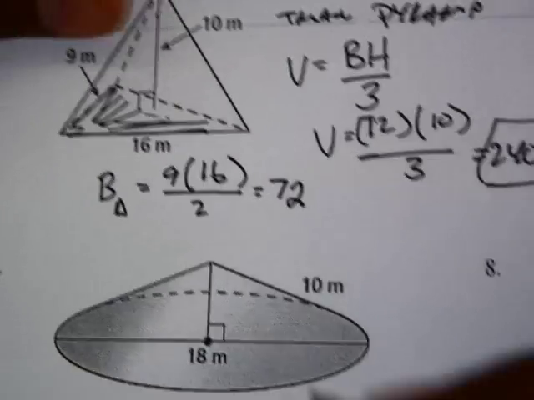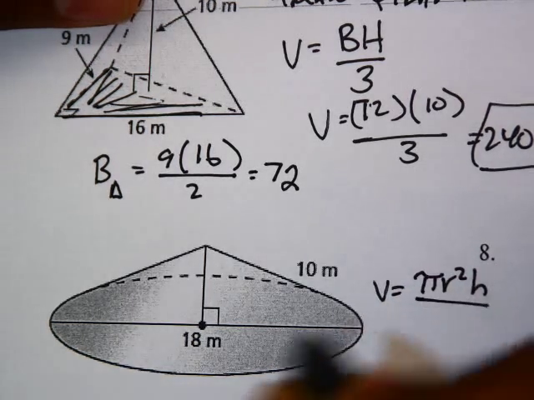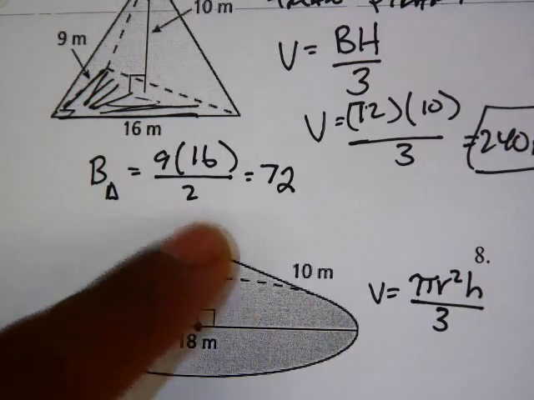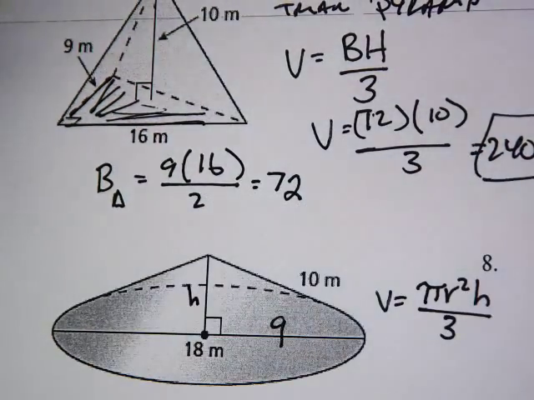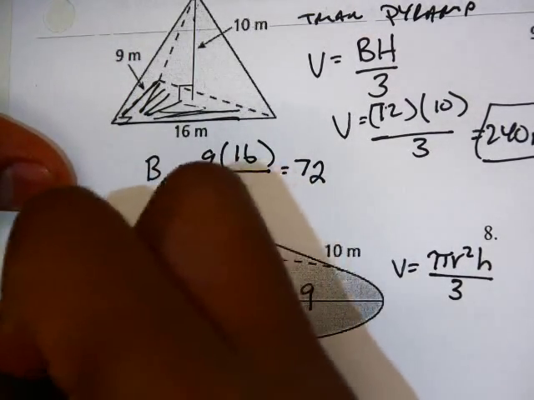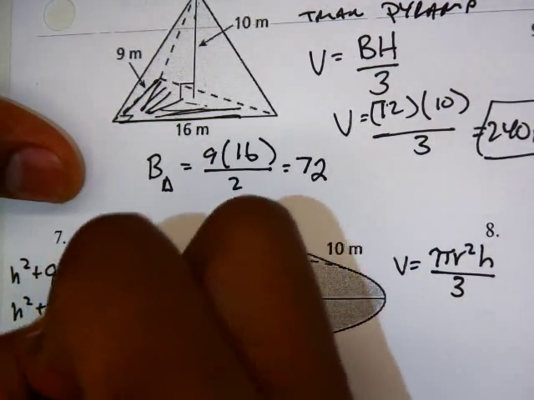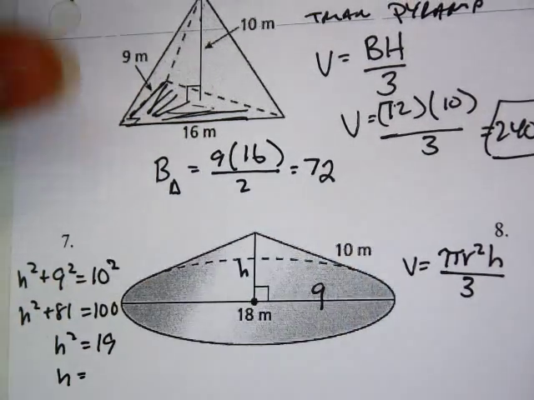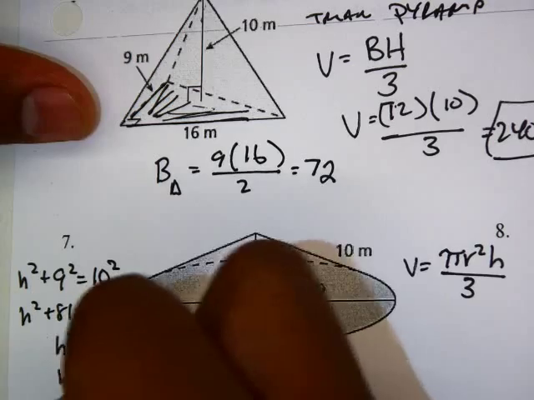Number 7 is a cone, and its volume formula is pi r squared h divided by 3. Now I have a radius. The radius is 9. I don't have an h. I have this 10. That's the slant height. So I need to use Pythagorean theorem to solve for this h. So on the side, I'll do h squared plus 9 squared equals 10 squared. 81 and 100. H squared equals 19, so h is the square root of 19, which I'll just round to 4.4.